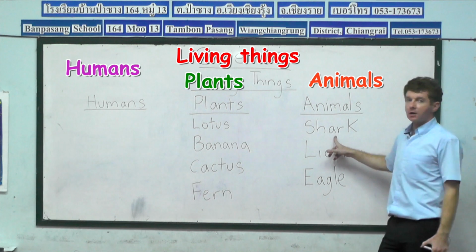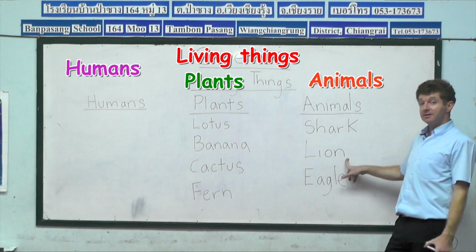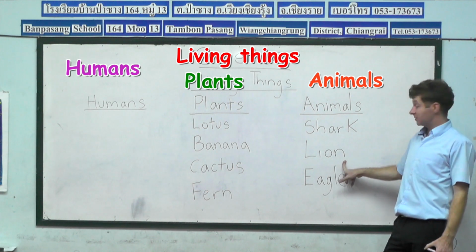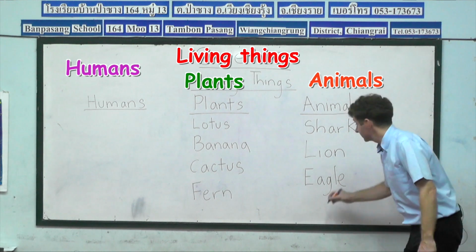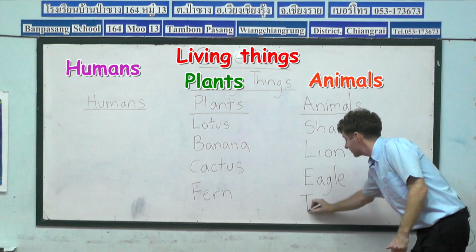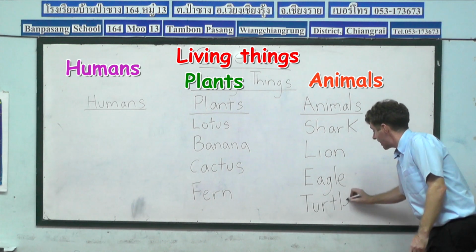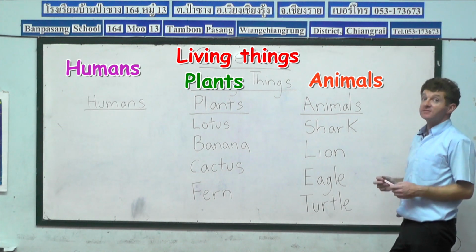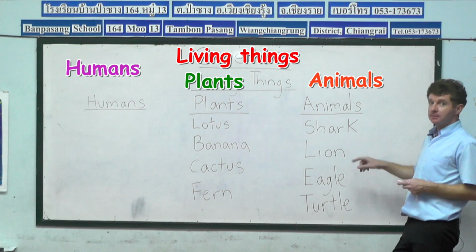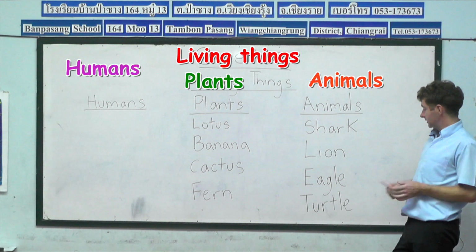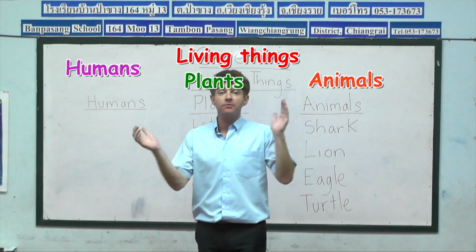Different to a shark. A shark can only live in the sea, in water. A lion can only live on land. Eagles, the same, only on land. But turtles, water or land. Turtle. So there's some good examples of animals, guys. We have shark, lion, eagle, turtle. Excellent, guys. That was very well remembered.